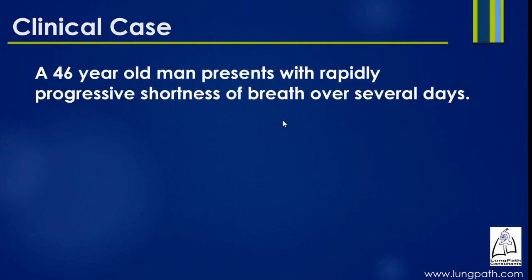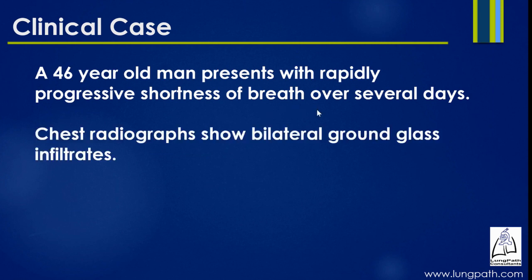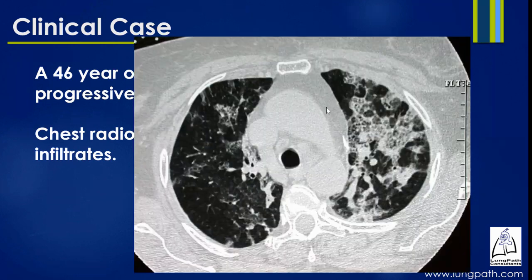A 46-year-old man presents with rapidly progressive shortness of breath over several days. Chest radiograph shows bilateral ground glass infiltrates, and they look like this. Now you're going to look at this image and say, well, as a pathologist, I would say, yes, it's involving both the left and the right lung, but the left lung is much more involved. This is very typical for diffuse injury patterns, not to be completely symmetrical.